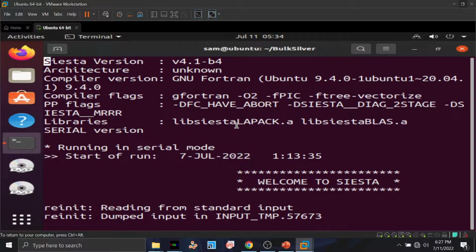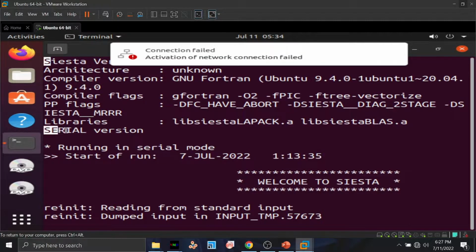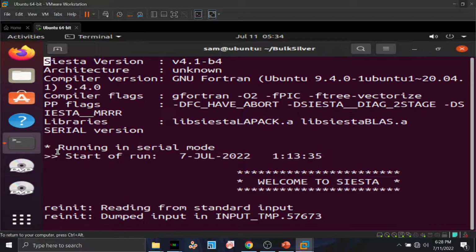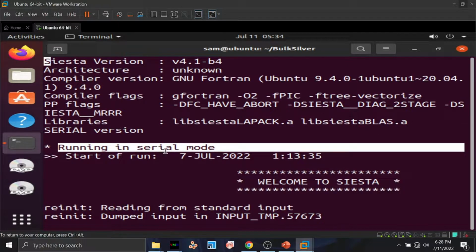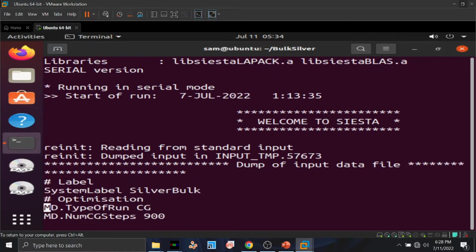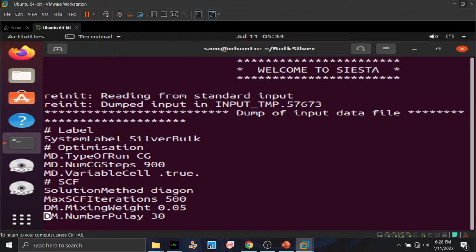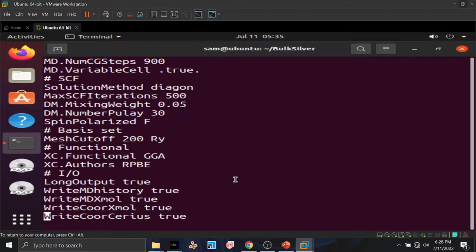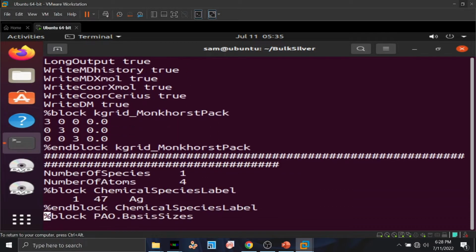Here you can see that in this line it is showing that the serial version is installed, and this SIESTA is working in serial mode. Serial mode means that only one processor can be used at a time. Okay, so here we get welcome to SIESTA, and all this is about the input parameters which we gave.